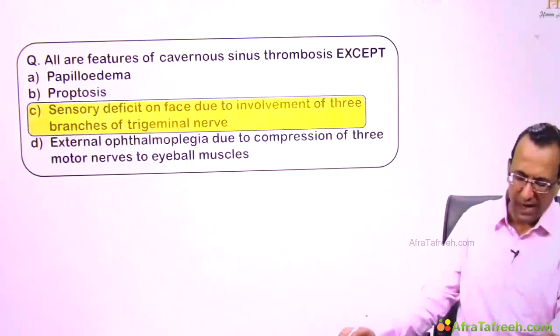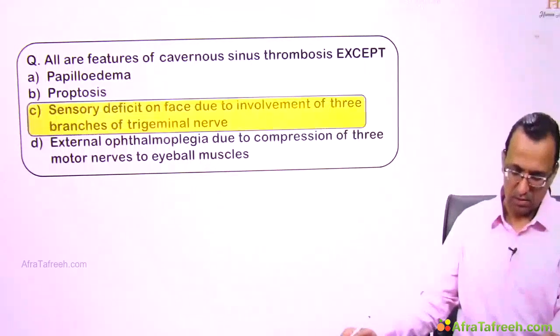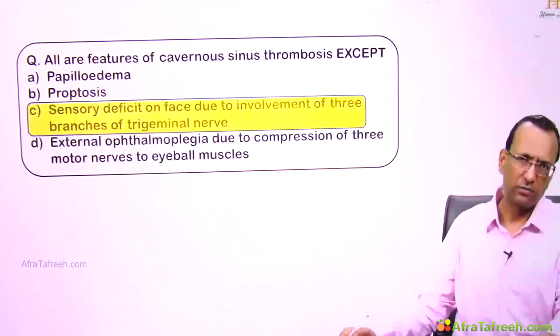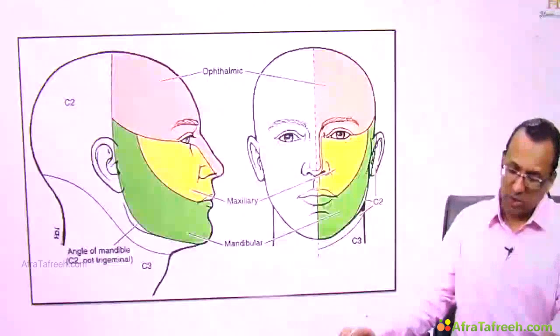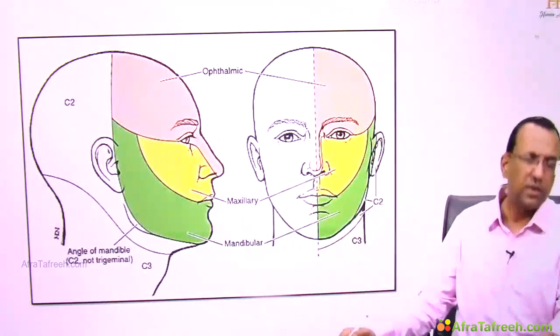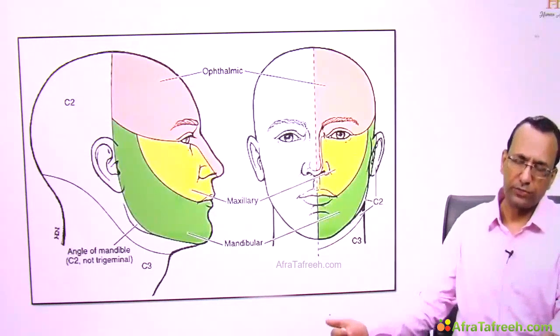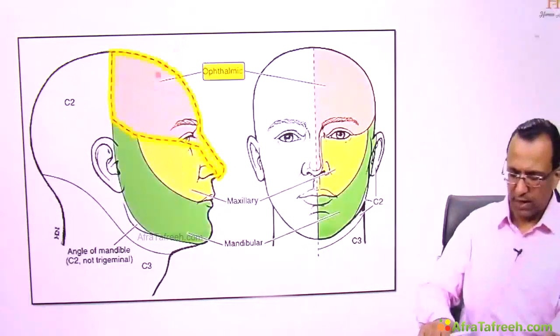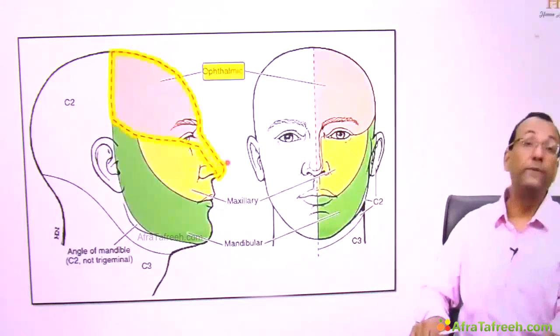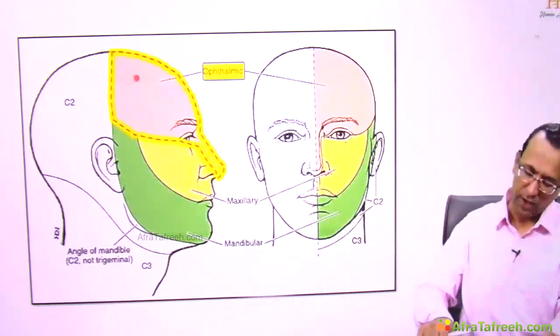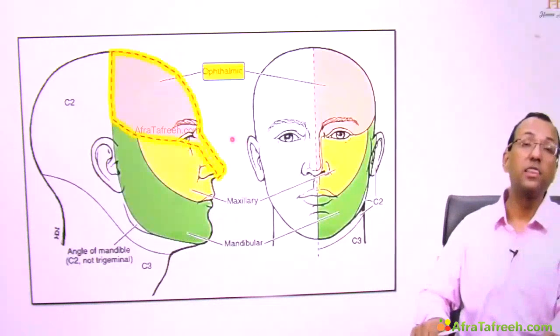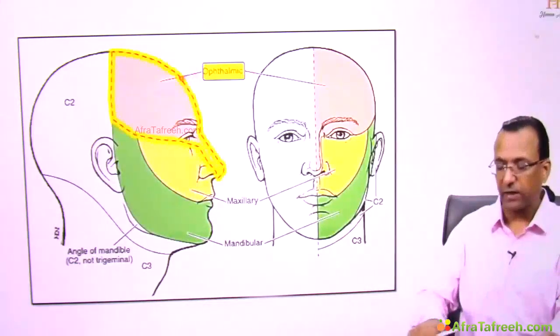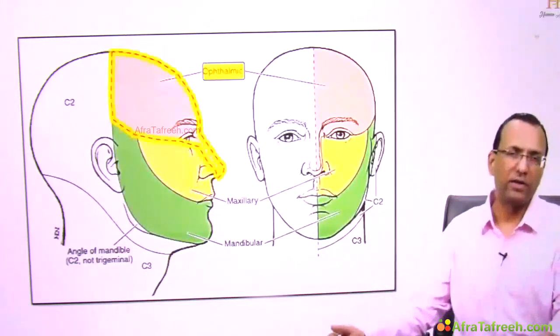Can you tell me why this is the answer? Okay, I'll tell you. See, your patient came to you with cavernous sinus thrombosis. You are examining the patient. The patient is telling you, I have pain on the forehead and tip of the nose. The skin is having pain because ophthalmic nerve is a content of the cavernous sinus. It was involved in cavernous sinus thrombosis.